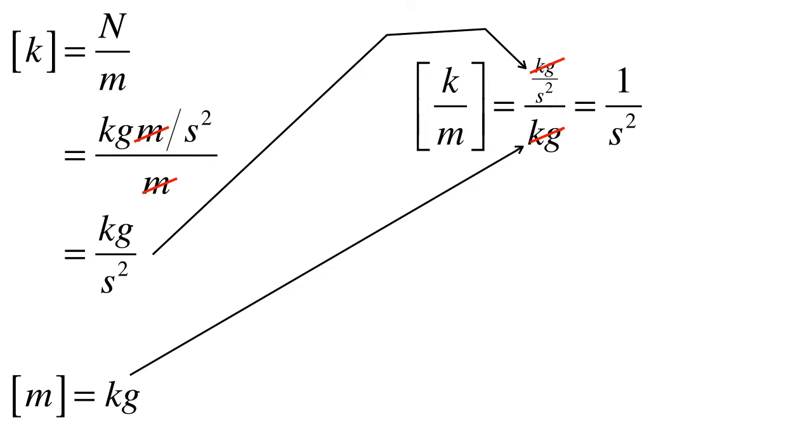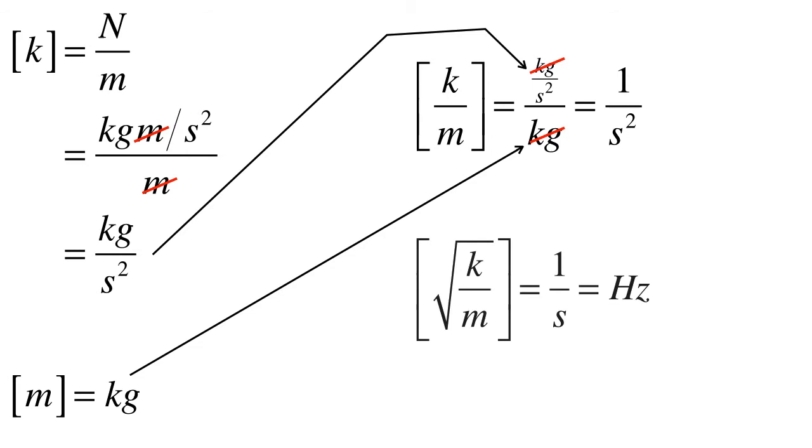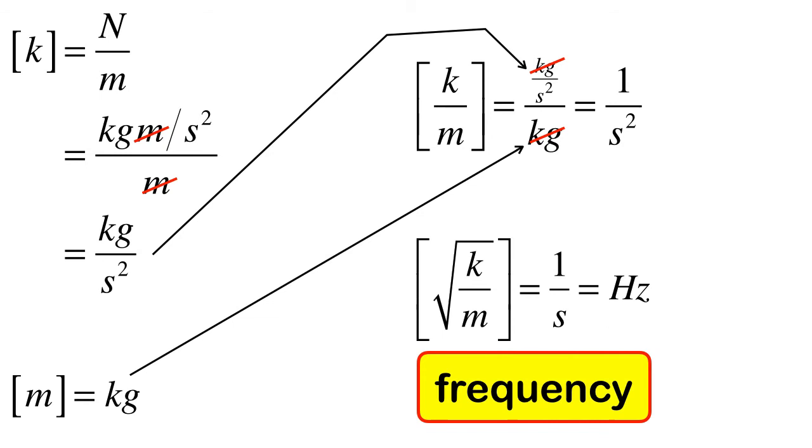Now let's think back to this mysterious quantity that we found in the area of the ellipse. Square root m over k. Its reciprocal, square root k over m. K over m itself, 1 over second squared. Square root of that, 1 over seconds. 1 over seconds is a hertz. And my wonderful students, that is a frequency. We are now looking at the secret of the ellipse.